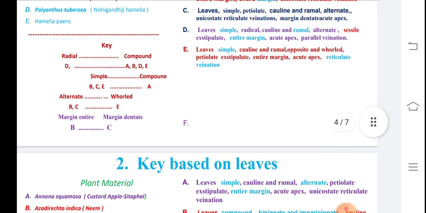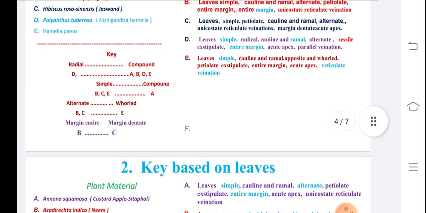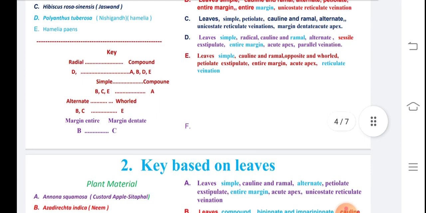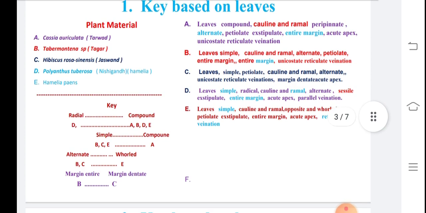So the leaves are radical in tuberose, the D material, whereas cauline leaves are in the A, B, C and E materials. Then these cauline leaves are again classified into simple and compound, because they are together, so they are considered. Simple leaves are B, C, E, and A is separated because it is totally compound.